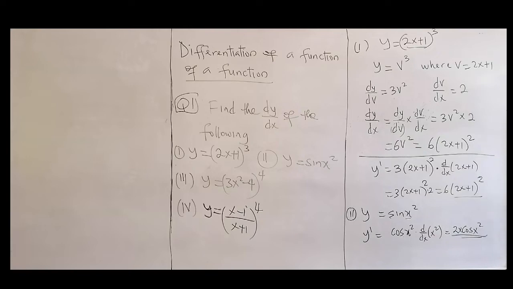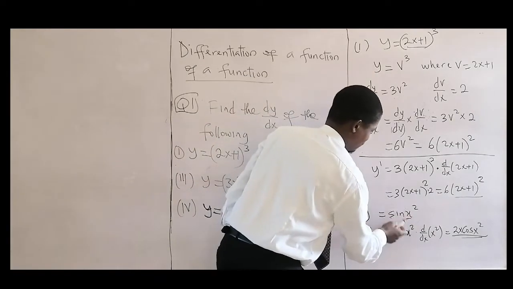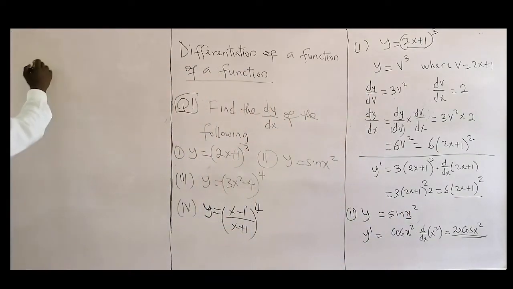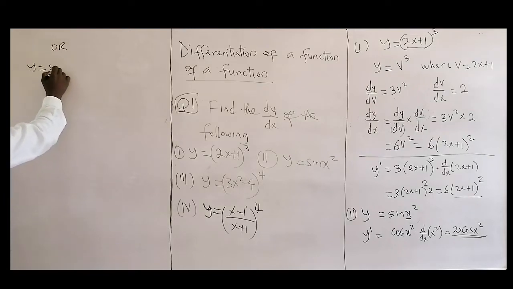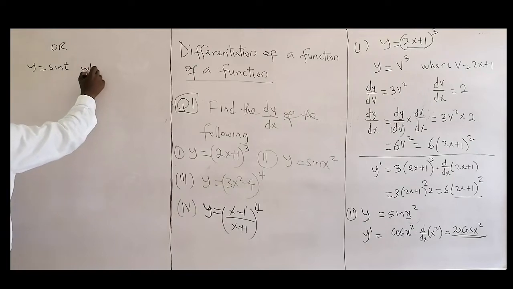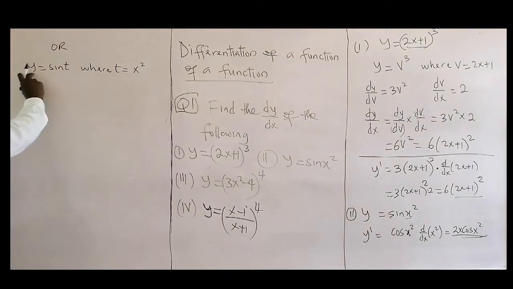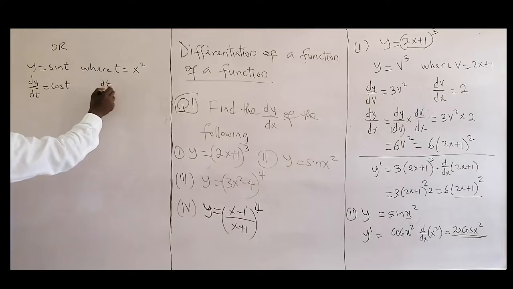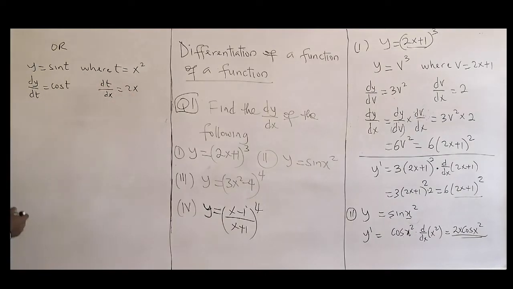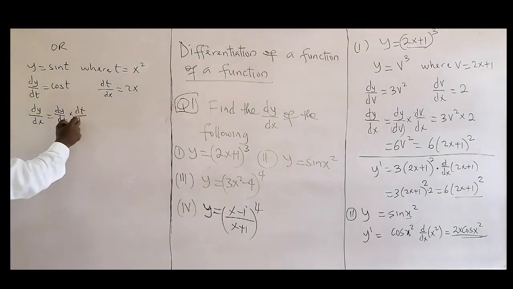So that's that. And if you want to use the long steps, just substitute for that. So y equals sine t, where t is x squared. Okay, so y is a function of t, and t is a function of x. So we need to get dy/dt, which is cos t. Then dt/dx, which is 2x.